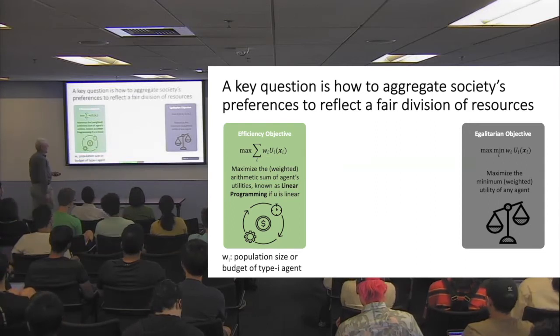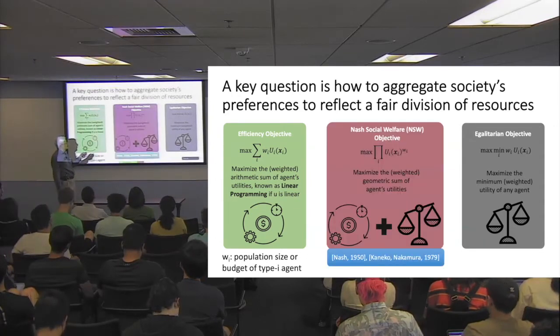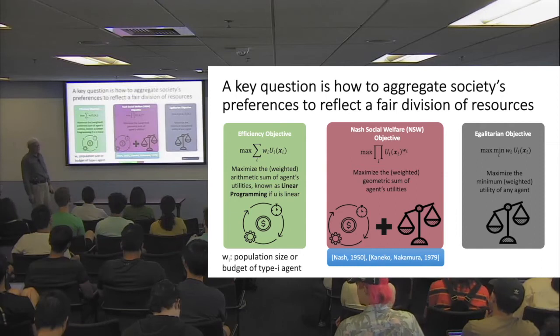Of course, there is another one, which we call the Nash social welfare. It takes this geometric product: we have u_i(x_i) to the power w_i, and then we take the product. You may think this represents a geometric mean of the societal utility, and the linear sum represents the arithmetic mean. The min is just the smallest group. So which one should we use?